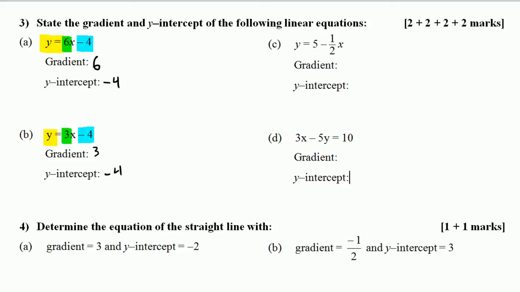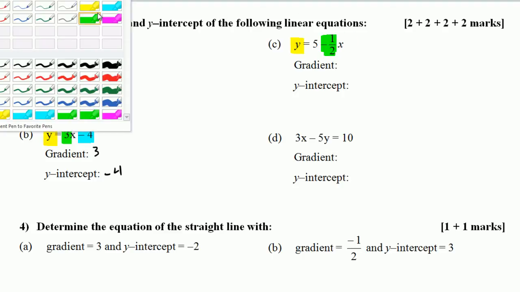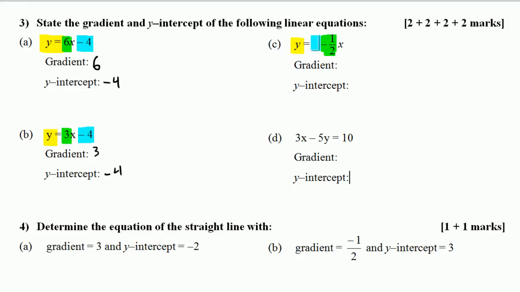Okay, let's look at C. Again, I'm going to highlight it for you. So that's the y equals. Then we have the number in front of x. Now note x is in a different position here, but it doesn't make a difference. Okay, so it's just the number that's in front of x. Again, include the sign, and that's the other number.